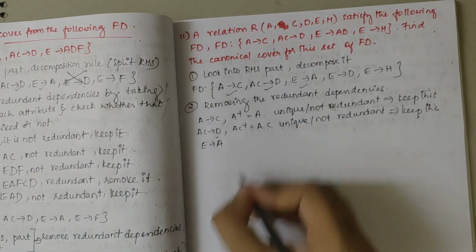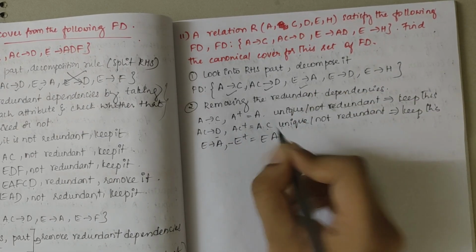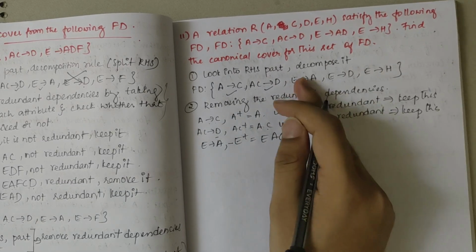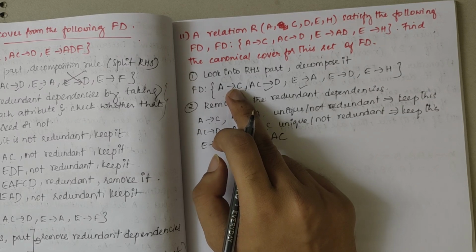Next, coming to E determines A. Unique, unique, unique. I'll check this. E closure, I write E, A. A determines C. E closure is A. And A determines C. So A determines C.